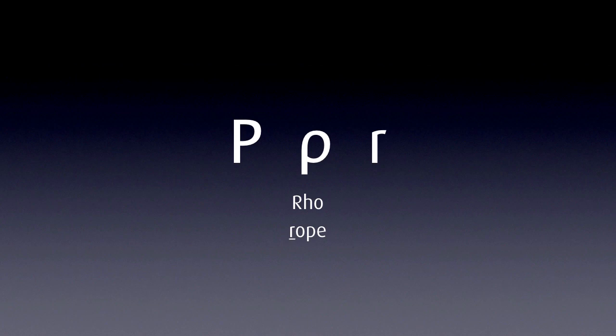Next we have rho. Both forms of the Greek letter look just like the English letter P. But look how it's transliterated. The English letter R is used. Rho makes an R sound, as in rope.